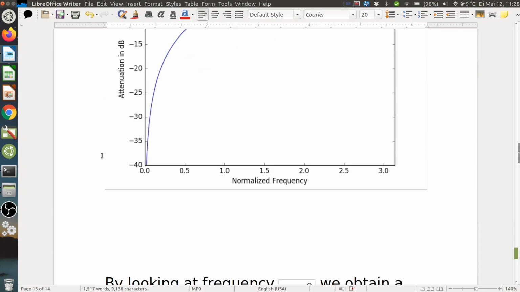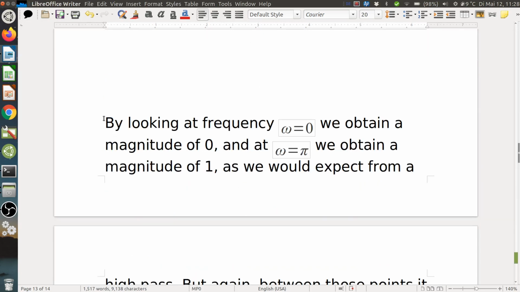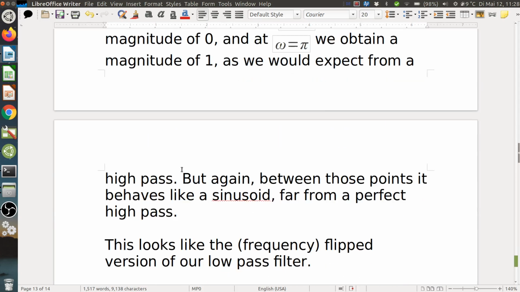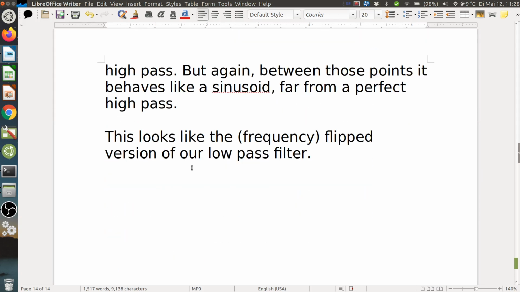So here it is again. By looking at frequency omega equals 0, we obtain a magnitude of 0, similar for the low pass at frequency π. And vice versa, at frequency π, we obtain a magnitude of 1, as you would expect from a high pass filter. But again, between those points, it behaves like a sinusoid, which is far from a perfect high pass. It's a pretty bad high pass. So this looks like the frequency flip version of our low pass filter, as I just mentioned.